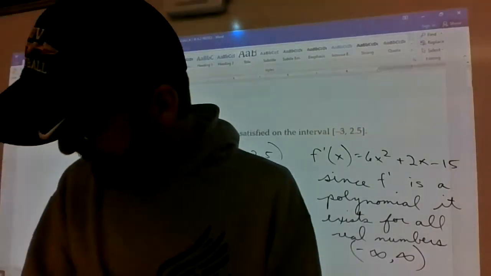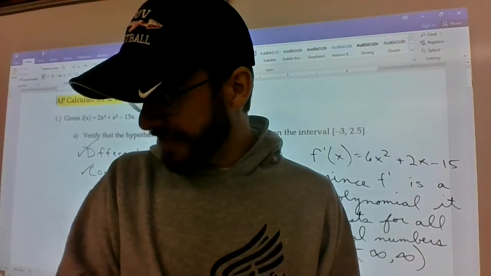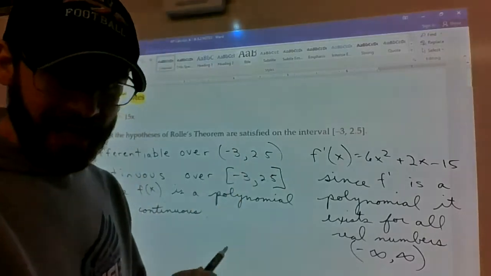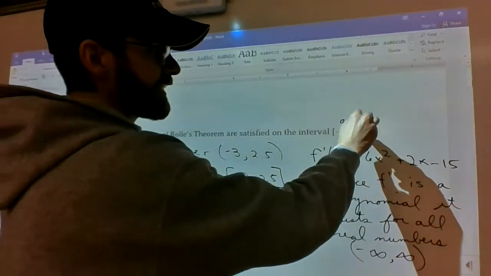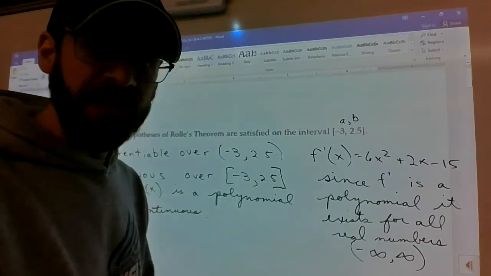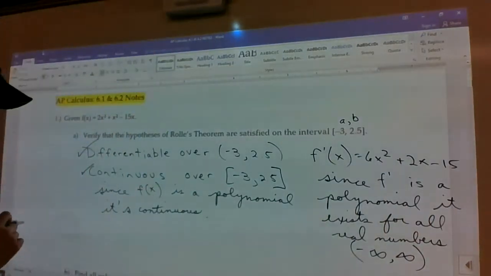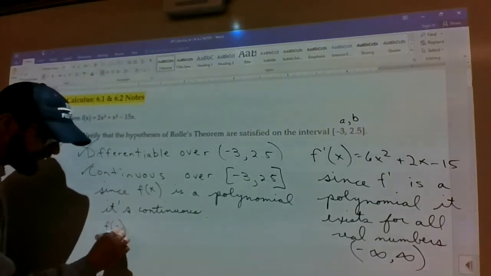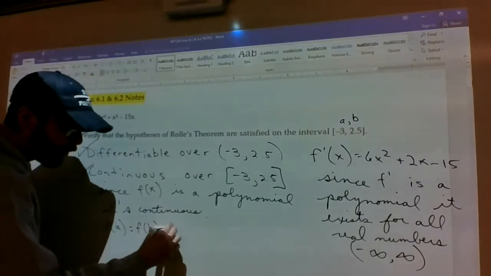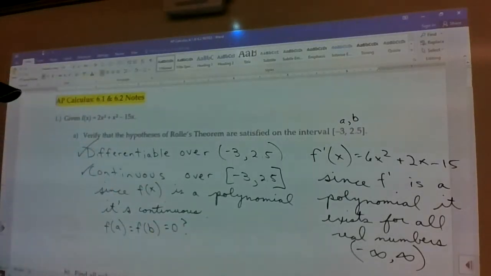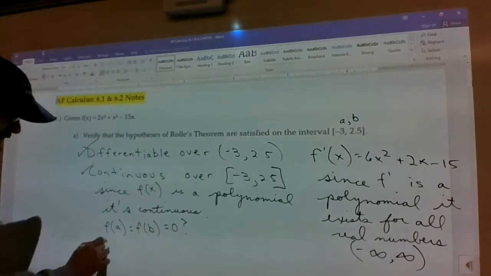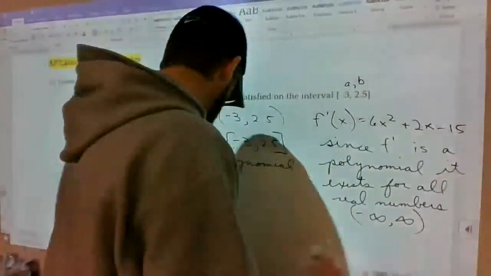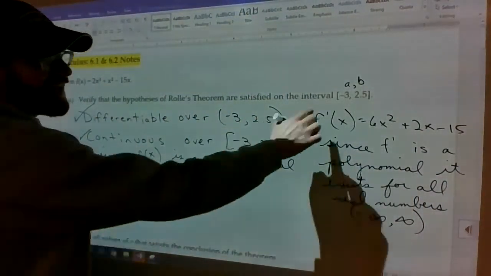What are the other hypotheses? We also need the function at a to equal the function at b, and they both need to be 0. So for the last one: does f of a equal f of b, which equals 0? Well, all you have to do is plug it in. Can you guys see here? I think you can. So what does f of a equal?